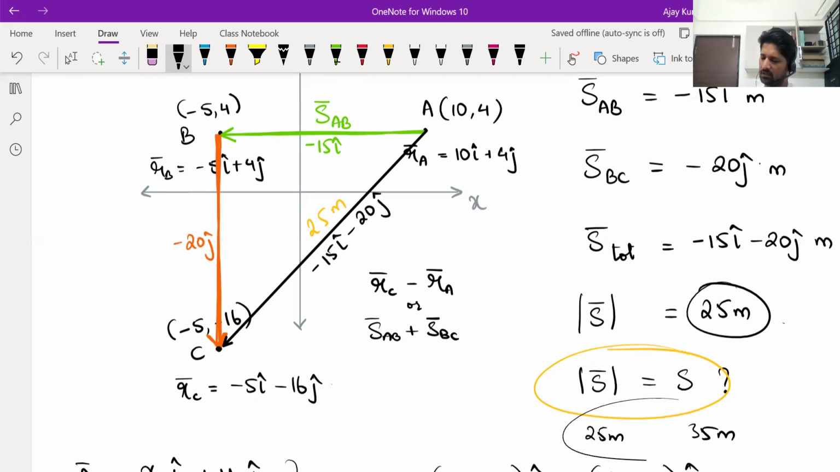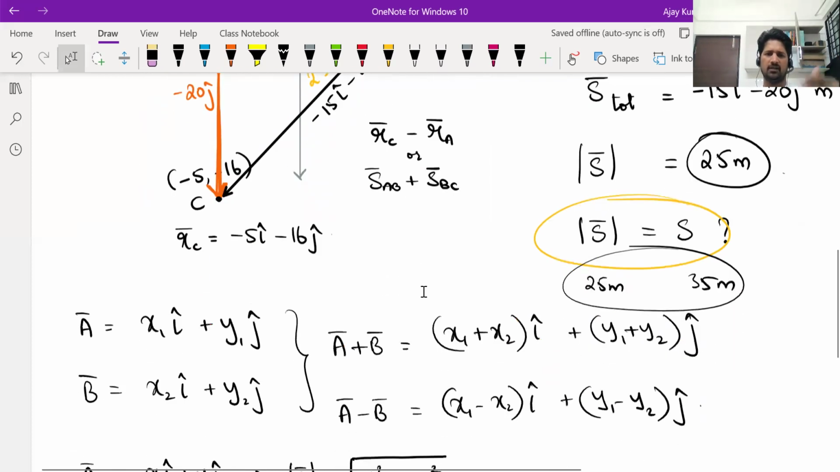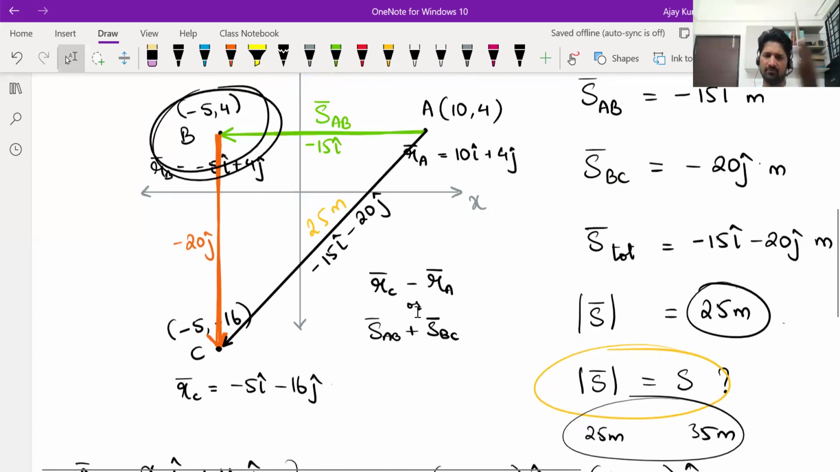Why are they not equal? Because the object changed direction. Whether it is 1D motion or 2D motion, generally, if the object changes direction, distance and magnitude of displacement are not going to be the same. In this question, we learned how to add vectors given in component form, how to subtract vectors, how to take magnitude, and if positions are known, how to calculate the displacement.